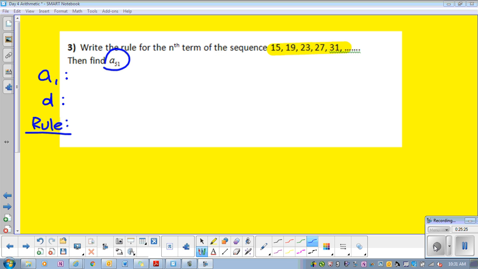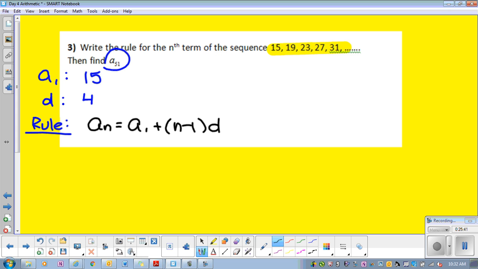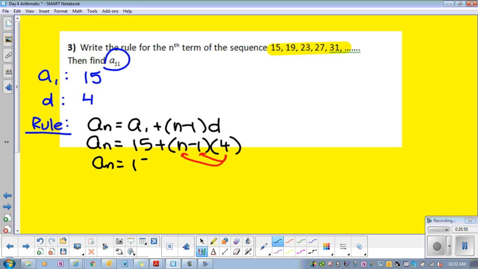Okay, so let's see. A sub 1. My first number in line is 15. Good. What is d? 4. Good. So now my rule. Let me plug it in to a sub n equals a sub 1 plus n minus 1 times d. A sub n equals 15 plus n minus 1 times 4. Distribute. A sub n equals 15 plus 4n minus 4. Combine like terms. A sub n equals 4n plus 11.